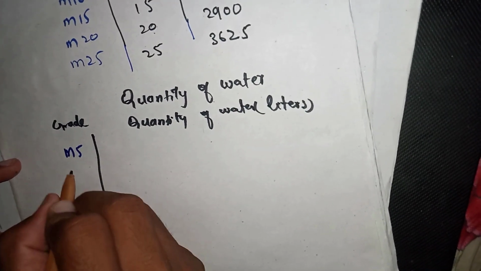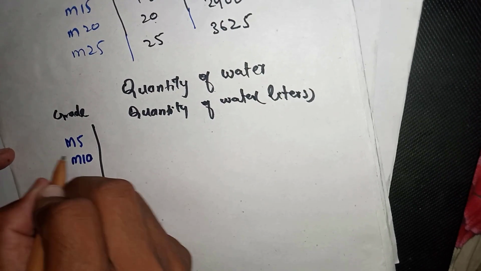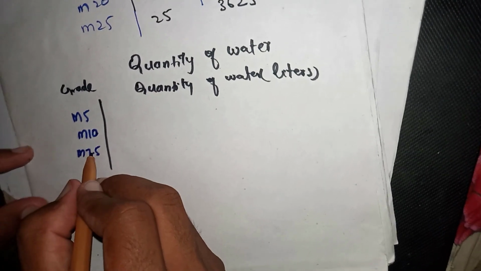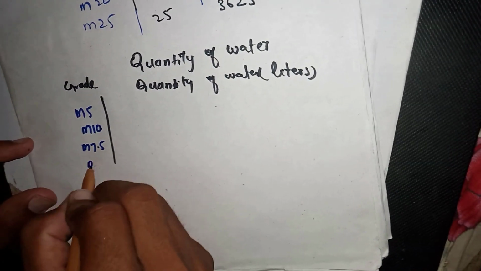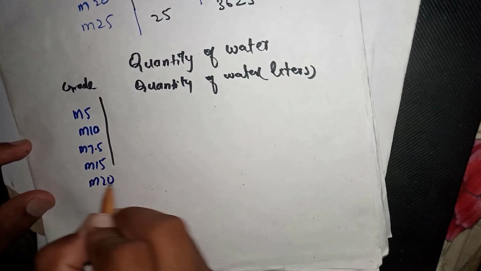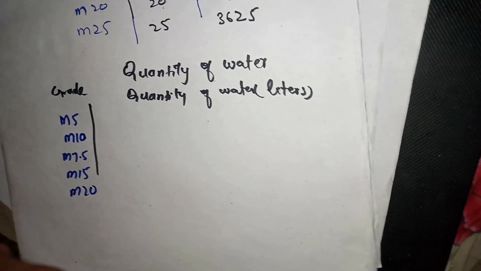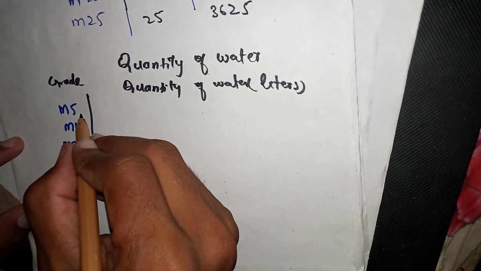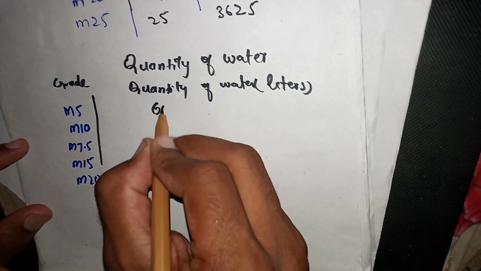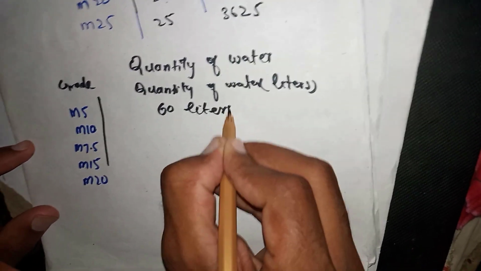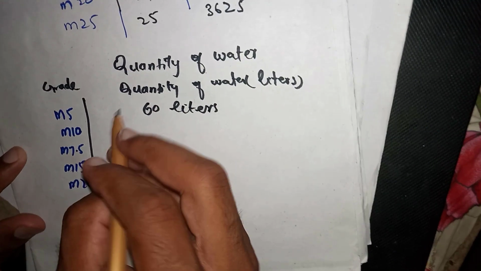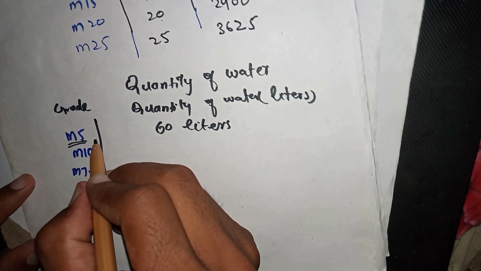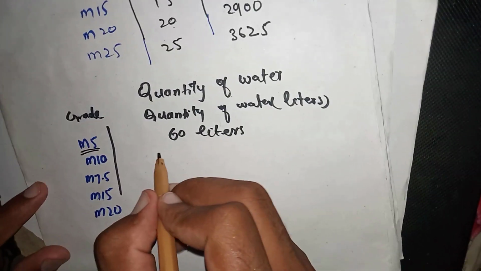Grades are M5, M10, in between there was M7.5 where I remember it after M10. The next one is M15, M20. So the amount of water, how much amount of water is required for these grades? For M5 it is 60 liters. 60 liter amount of water is required to make M5 grade concrete. That will give 28 day strength of 5 megapascal.